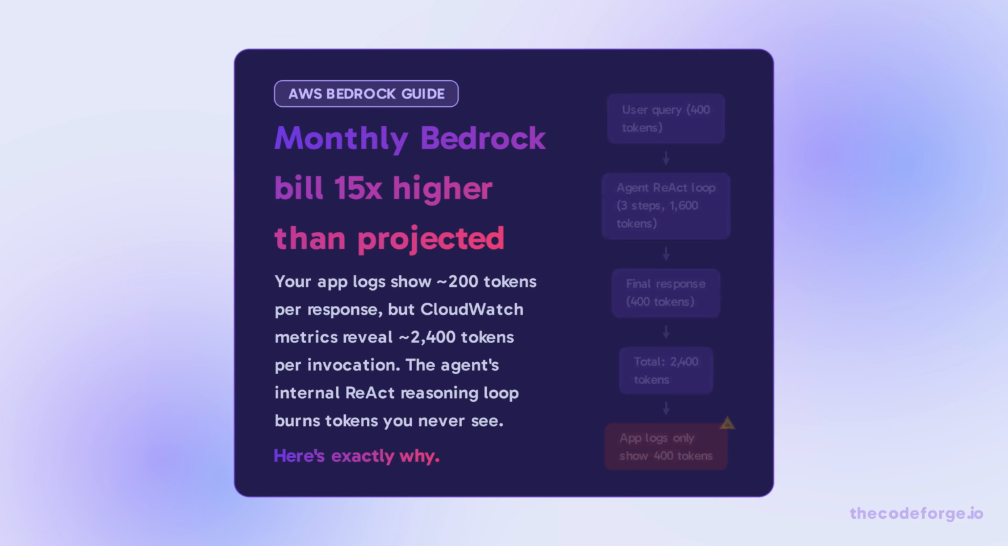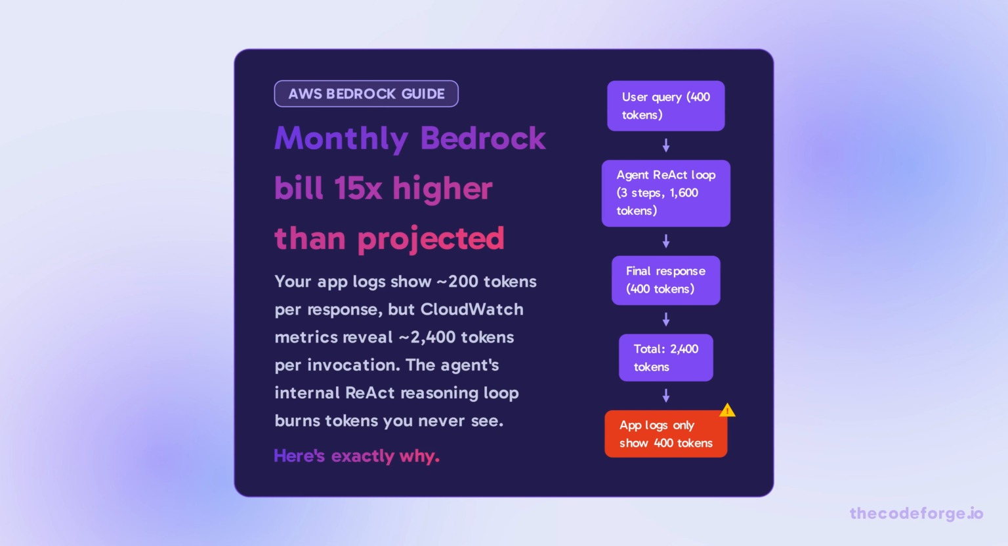Your monthly Bedrock bill just spiked 15x higher than projected. Your application logs show about 200 tokens per response, but CloudWatch metrics reveal nearly 2,400 tokens per invocation. The delta is invisible to your app layer.